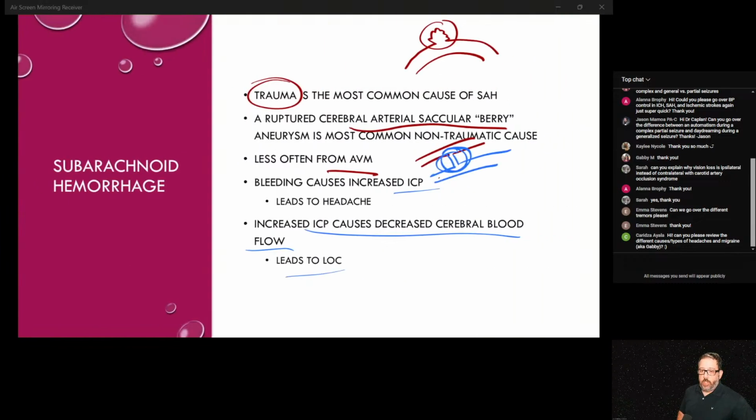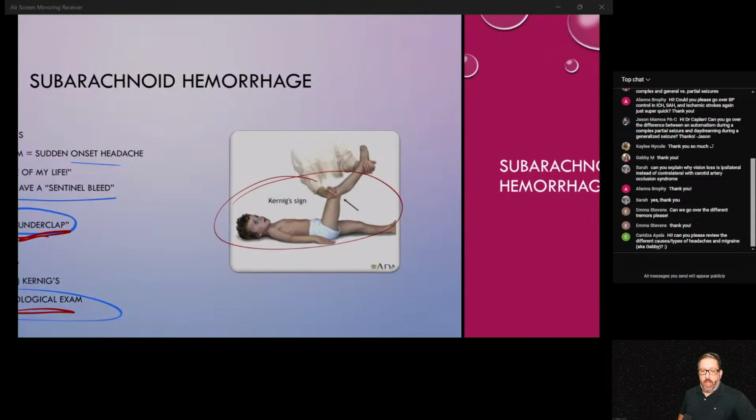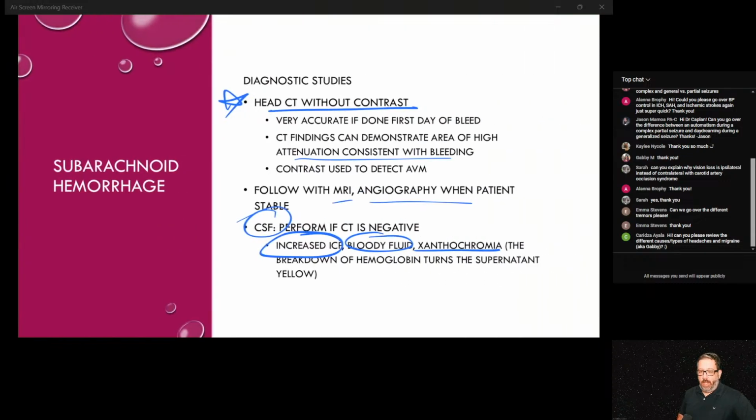Okay, so acute causes of headaches. Trauma is going to be the biggest one, due to subarachnoid hemorrhages. They're going to have Kernig sign as well for this one due to the increased volume in the CSF. Sudden onset thunderclap headache are the big ones. Non-focal neuro exam, you're not going to see much on it with a subarachnoid hemorrhage. Head CT without contrast is always the first thing you do.